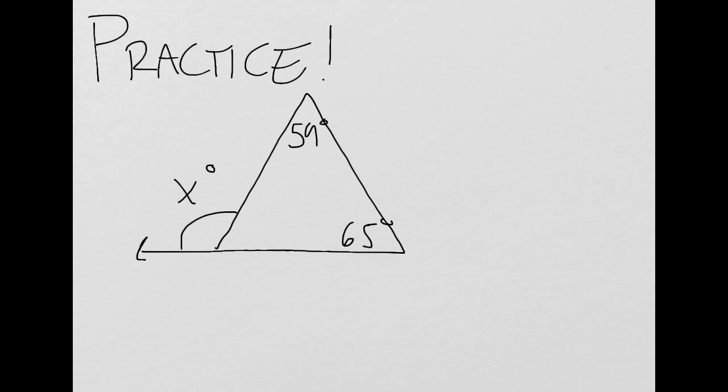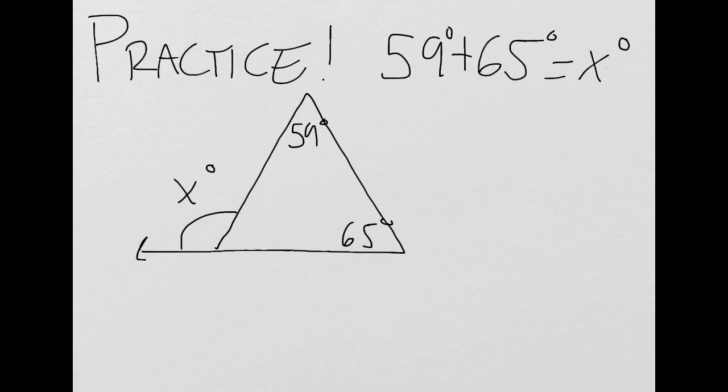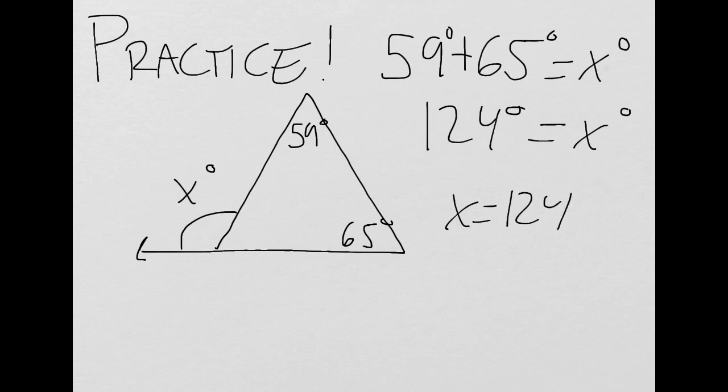Now that you've had a chance to work on that on your own, we'll go over it together. So Theorem 3-12 says that the sum of my two remote interior angles is equal to the measure of my exterior angle. So that means I can set up the problem 59 plus 65 degrees equals x. So then 59 plus 65, that's going to give me 124 degrees. So x equals 124.